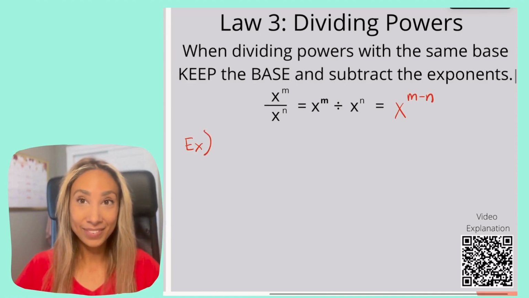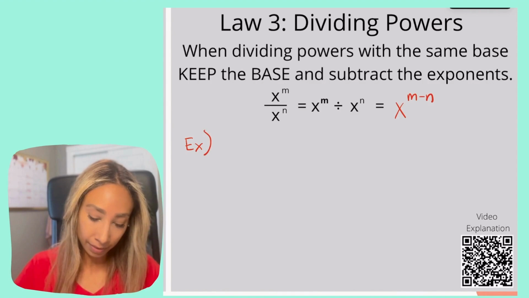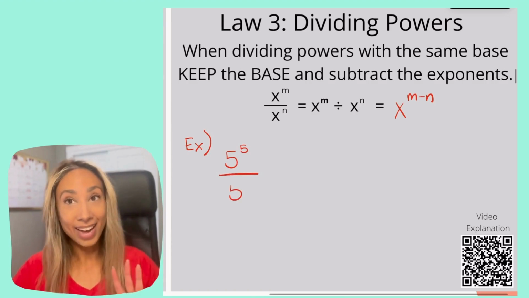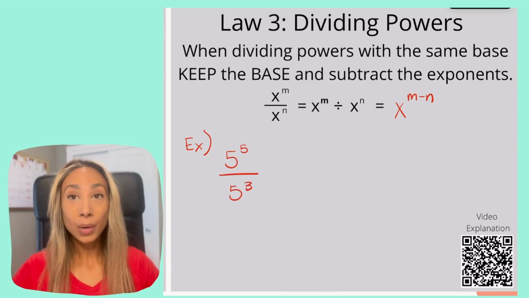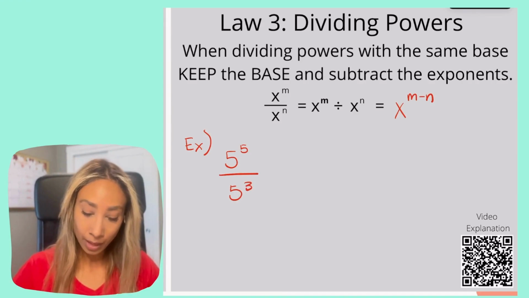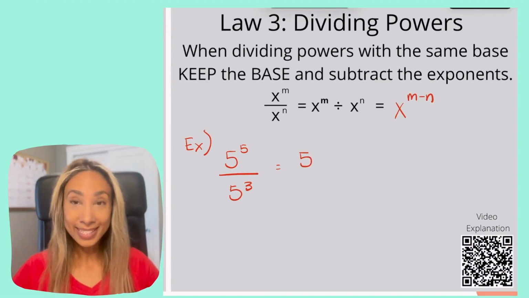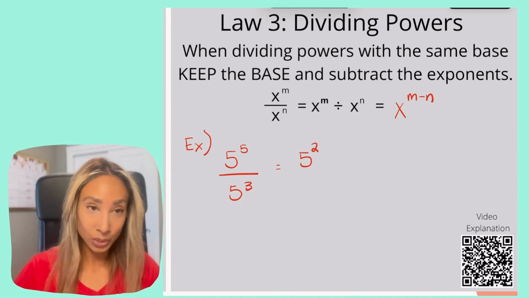Again, let's look at that with some numbers. I have 5 to the power of 5, and I'm dividing that by 5 to the power of 3. The base, that 5, is the same here, and we're going to divide them. That means we subtract the exponents, which leaves me with 5 to the power of 2.